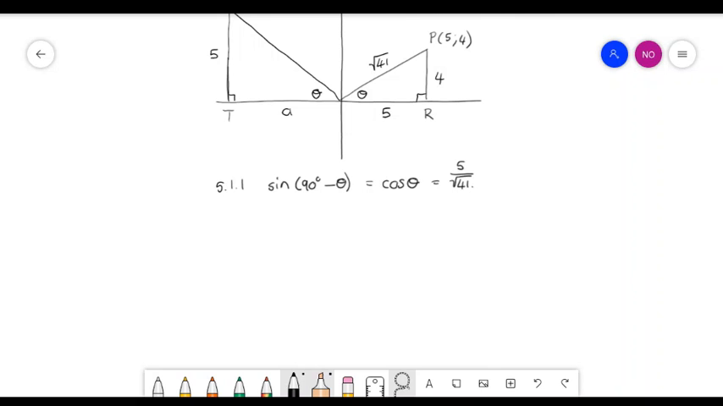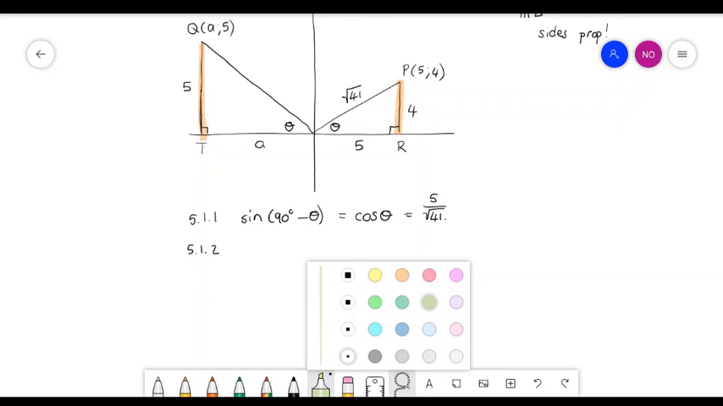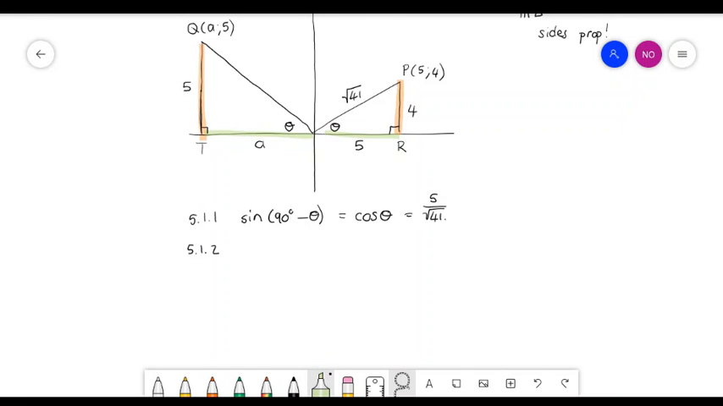And then for 5.1.2, they ask you to calculate the value of A. Now remember, this side over this side will be equal to this side over that side. Right? The sides are in proportion to one another. So I'm going to use that. 4 over 5 will be equal to 5 over A. Don't mix up your 4 and your 5. Then you can cross multiply.